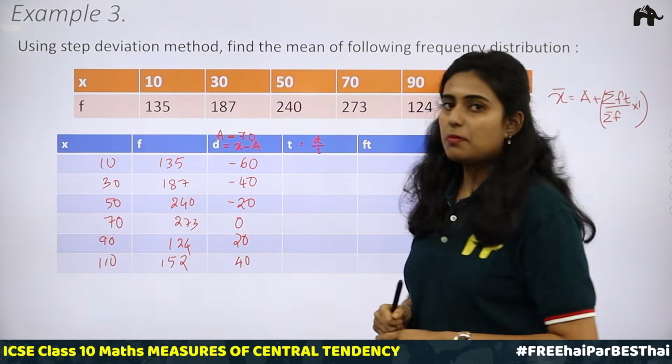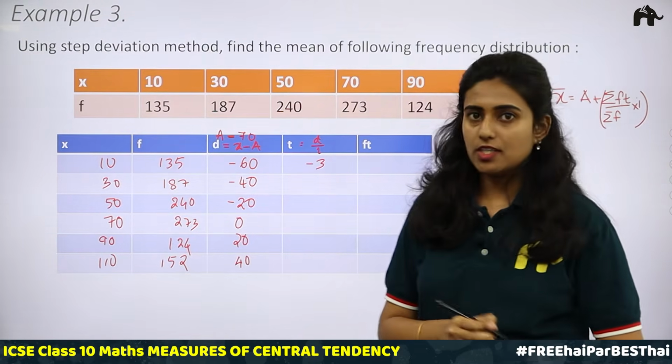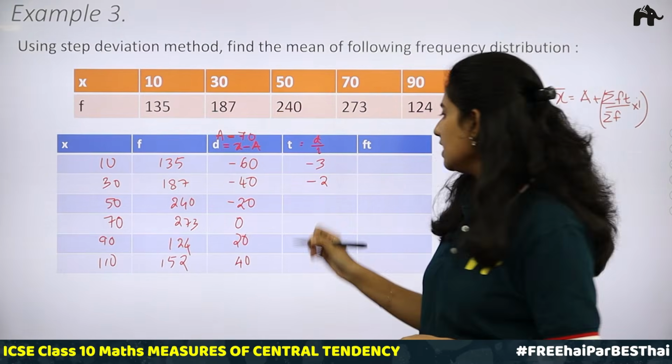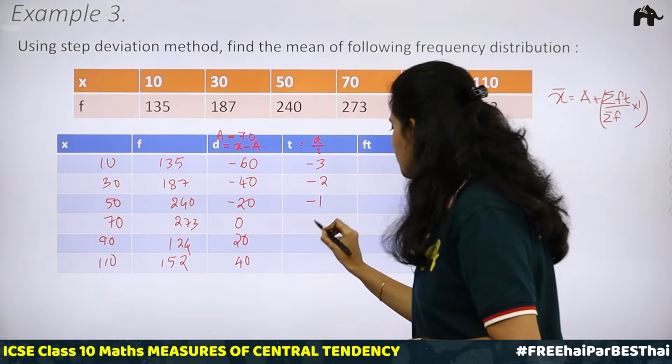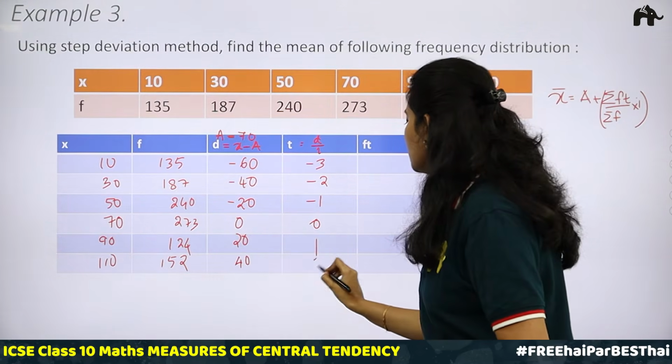Minus 60 divided by 20 is minus 3. Minus 40 by 20, minus 2. Minus 20 divided by 20, minus 1. 0 by 20 is 0. 20 by 20 is 1. 40 by 20 is equal to 2.